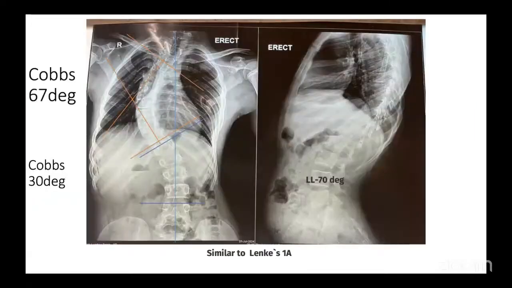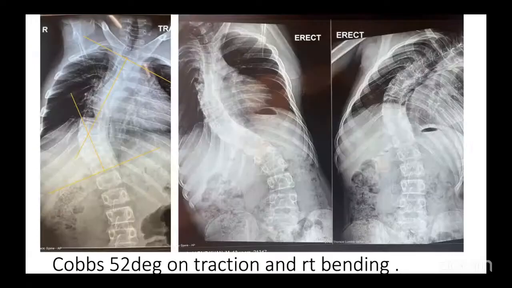So coming to the X-rays, the erect film. The thoracic Cobb is 67 degrees and the lumbar angle is 30 degrees, which on traction and right bending is correcting up to 52 degrees for the thoracic Cobb, and the lumbar is close to 2 degrees.